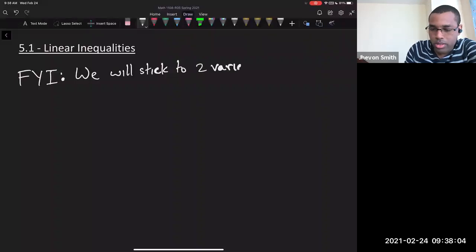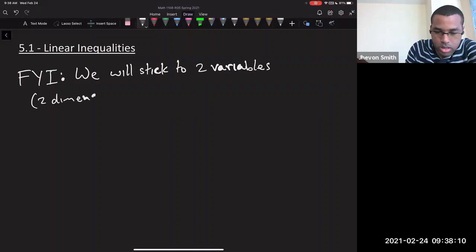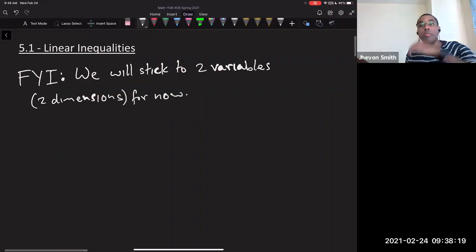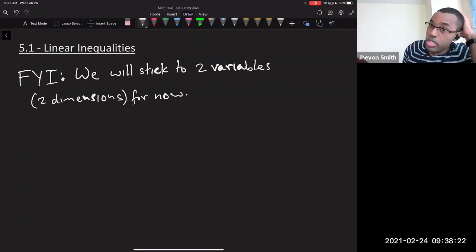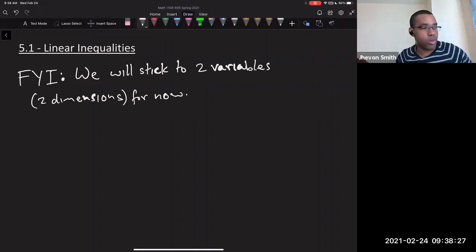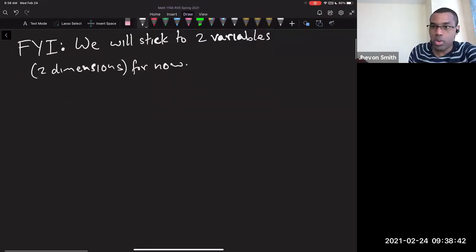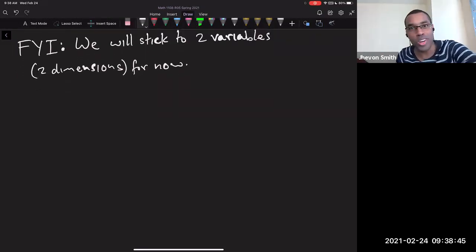We will stick to 2 variables, 2 dimensions, for now. But also remember, eventually I'm going to teach you how to solve these things using Excel Solver and Python. When we get there, we'll probably do some examples with more than 2 variables. But for doing this by hand, we need to know how to do it with 2 variables. So everything I tell you will be in relation to 2 variables, but you should appreciate that we can have many, many more variables here.